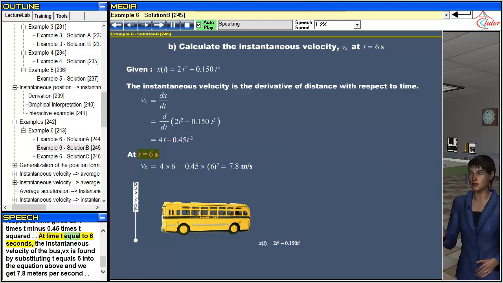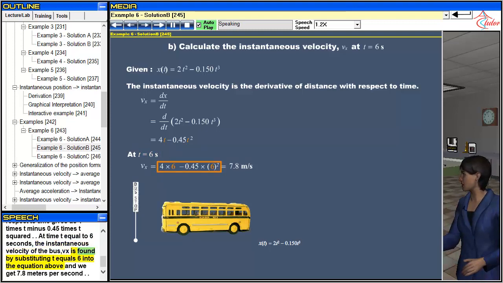At time t equal to 6 seconds, the instantaneous velocity of the bus, Vx, is found by substituting t equals 6 into the equation above, and we get 7.8 meters per second.